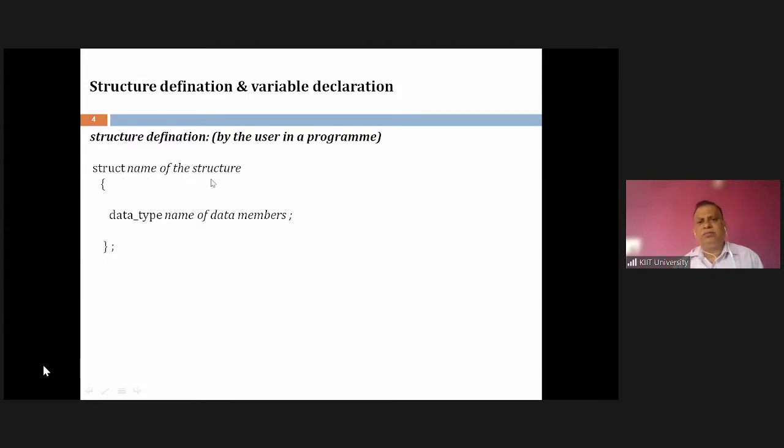Then the name of the data type or name of the structure. Struct, the reserved word, is fixed. Once struct is written, the system understands the user is going to define a new data type. And the name of the data type will be given over here. The name could be A, B, C, class, students, anything. It's just an identifier. The name of the structure can simply be an identifier.